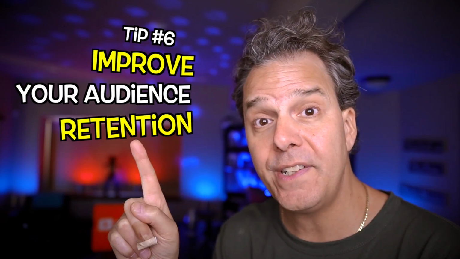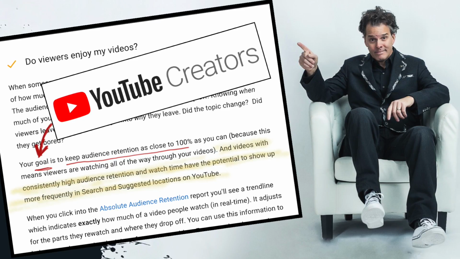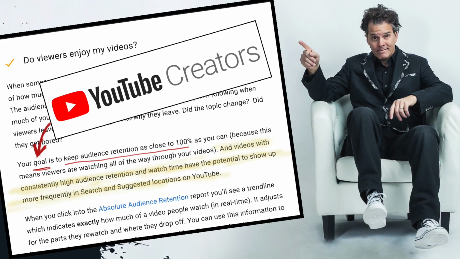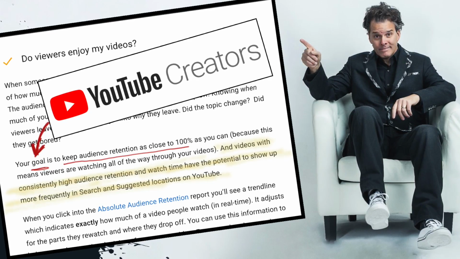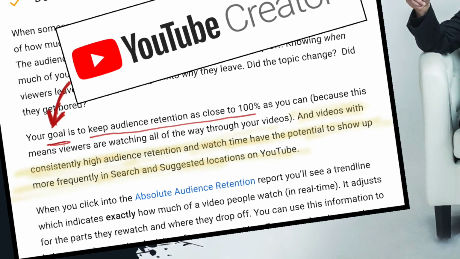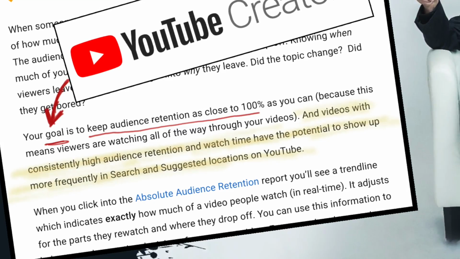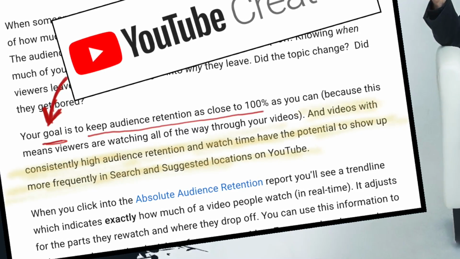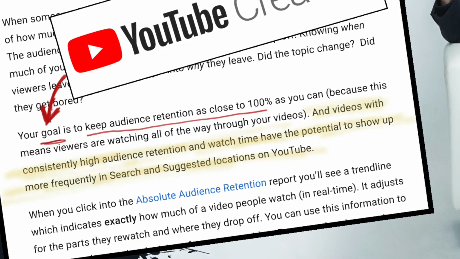Watch time tip number 6, improve your audience retention. And let me tell you, this is the one to focus on. This is the one that YouTube mentions time and again. Here you can see YouTube mentions your goal is to keep audience retention as close to 100% as you can, because this means viewers are watching all the way through your videos. And then this is the good part. Videos with consistently high audience retention and watch time have the potential to show up more frequently in search and suggested locations on YouTube. That's a goal we want to focus on.